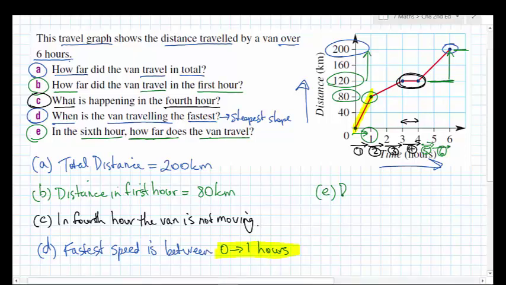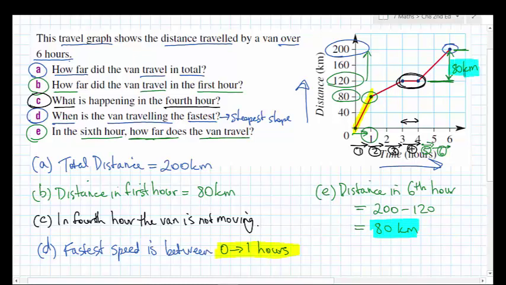So the distance in the 6th hour is equal to 200 take away 120, which is 80 kilometres. So that little section in there has travelled 80 kilometres. I'll just highlight that as well, so that you can see that that there is the 80 kilometres we're looking at.